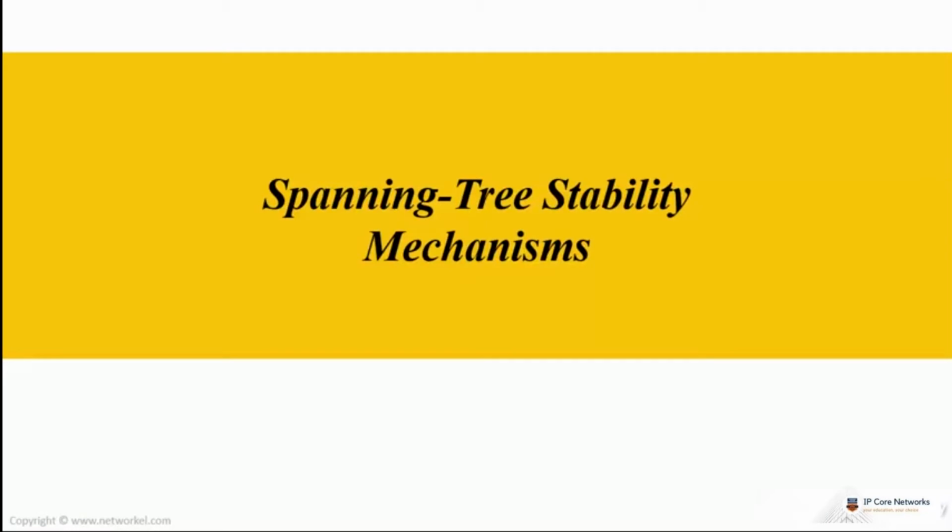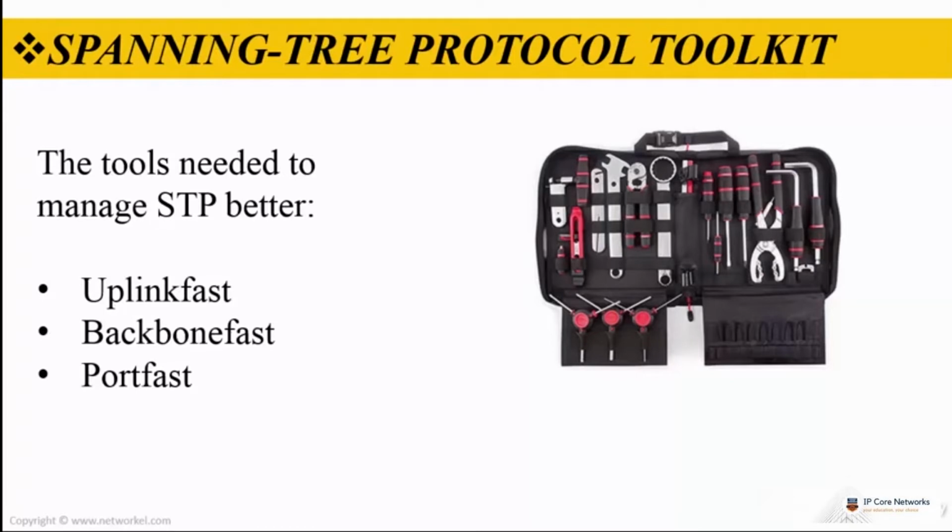In this section, we are going to talk about spanning tree stability mechanisms. Let's take a look at the spanning tree protocol toolkit first. These are the tools needed to manage STP better, and their main role is providing a faster convergence for the STP protocol. They are UplinkFast, BackboneFast, and the PortFast features.